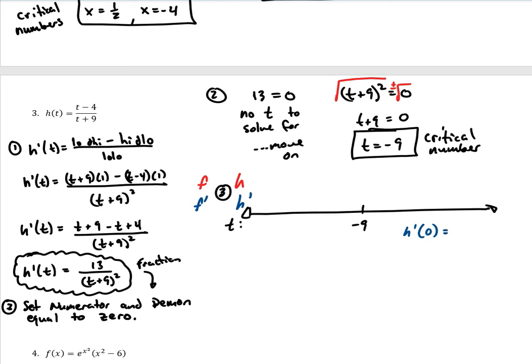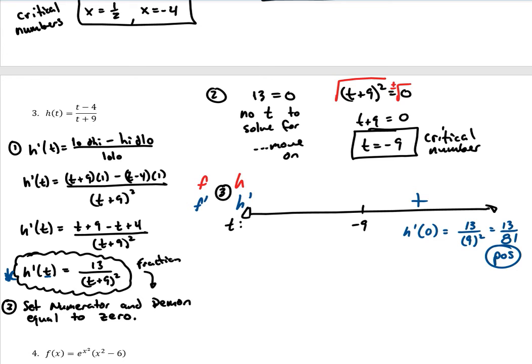So h prime of 0. I'm plugging it into this, so 0 went in for this t. Now I'm left with 13 up top over 0 plus 9, which would just be 9 getting squared. Well, that's 13 over 81, and this is a positive number. So again, that's all I care about. That's positive right there.